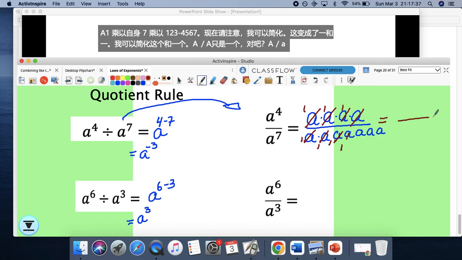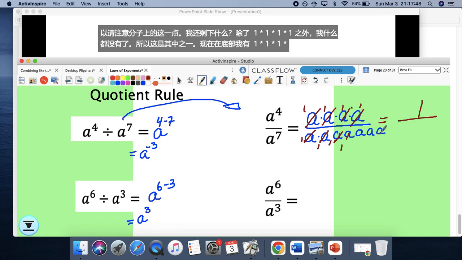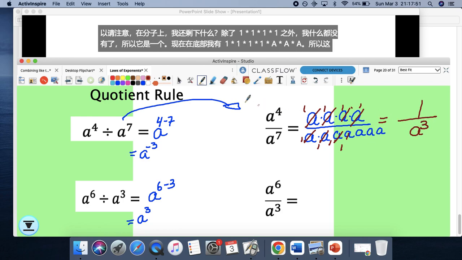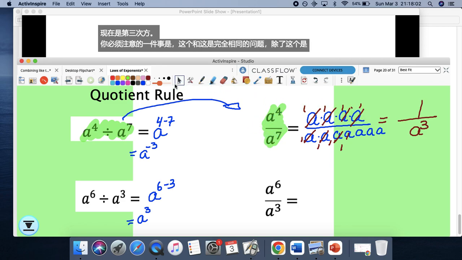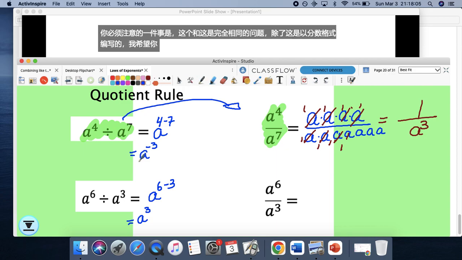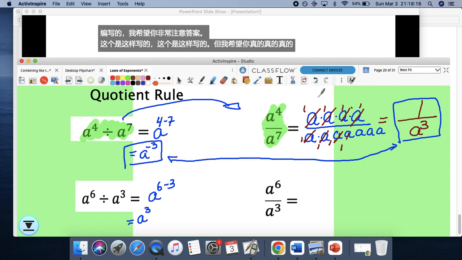So notice that on the numerator, what do I have left over? I have nothing left over except 1 times 1 times 1 times 1. So it's 1. Now at the bottom, I have 1 times 1 times 1 times 1 times a times a times a, so that gives me a to the 3rd power. Now, one thing you have to notice is that this and this is the exact same problem, except this is written in a fraction format. And I want you to pay really good attention to the answer. This is written like this, and this is written like this. But I want you to really remember that they mean the same thing.